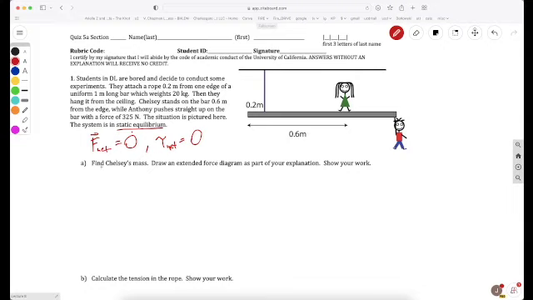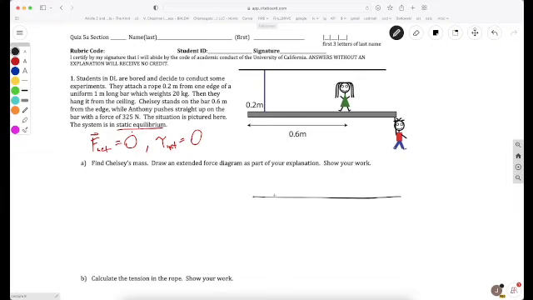Okay, so question A asks us to find Chelsea's mass. So Chelsea is the student standing on top of the bar. And we have to draw an extended force diagram as part of our explanation. So why don't we start there, because that is a very helpful problem-solving tool. So let's add the forces.